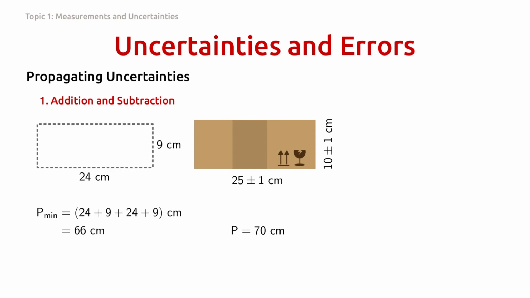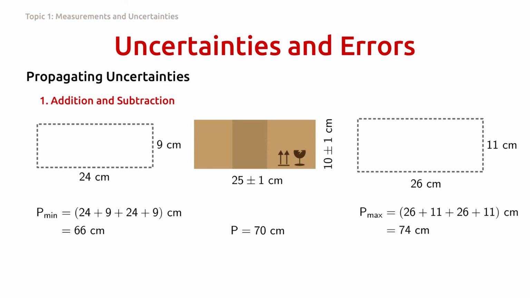The smallest perimeter we can get from this information is obtained by calculating the smallest value of the length and the width. And the minimum perimeter in this case is 66 centimeters. The largest value of the perimeter is obtained by calculating the largest value of the length and the width. Therefore, the maximum perimeter is 74 centimeters. From here, using the outer limit of the perimeter, the result is between 66 and 74 centimeters. This implies the uncertainty of 4 centimeters from the calculated value of 70 centimeters. Therefore, the perimeter is quoted as 70 plus minus 4 centimeters.